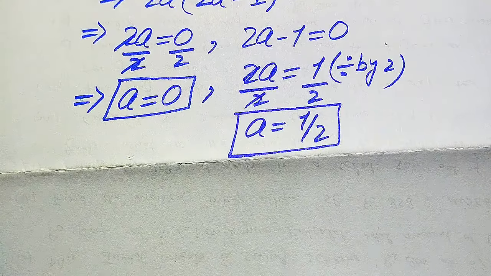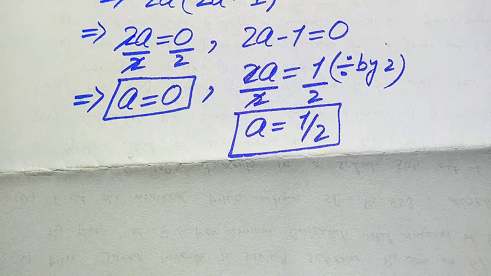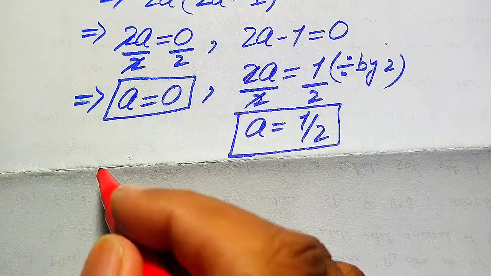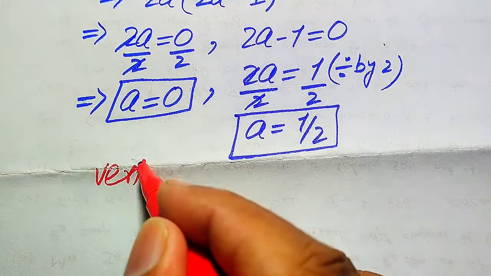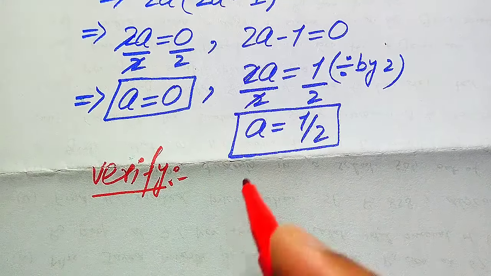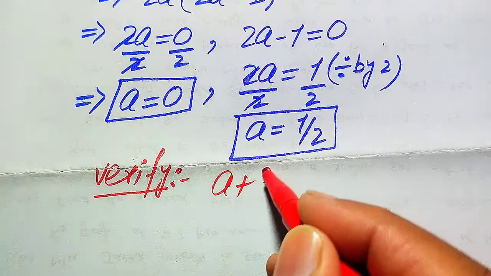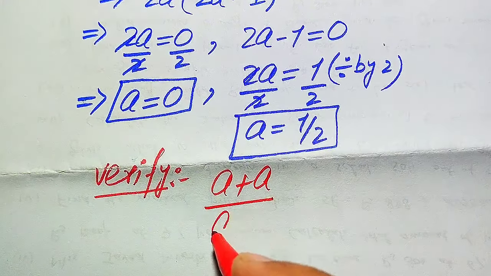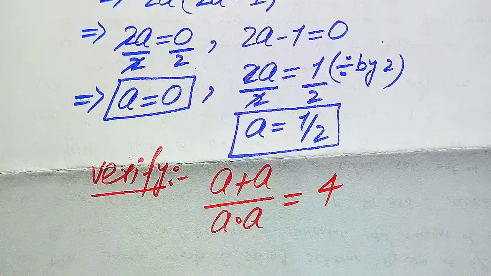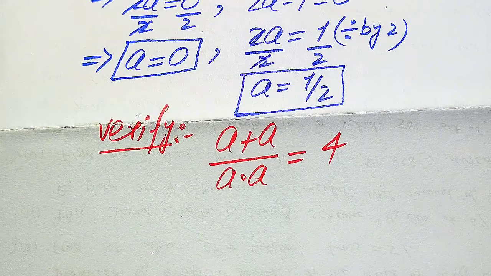And further in the next step we need to check whether both of these two values are solutions, or whether they are extraneous roots. So for verification of the roots, we need to copy down the given question statement. Here it is a plus a divided by a multiplied by a is equal to 4.